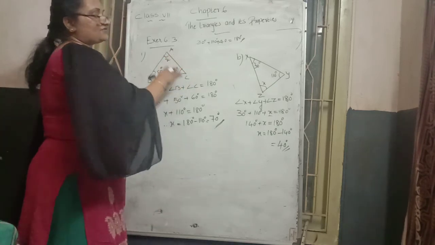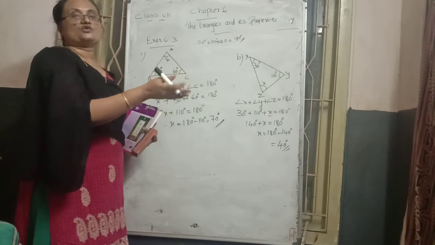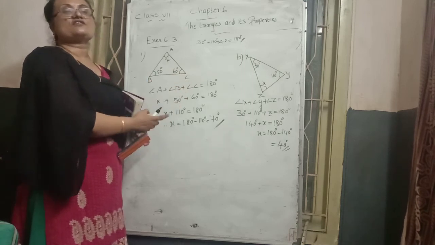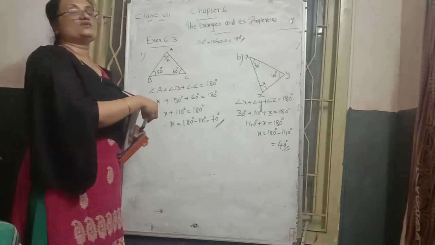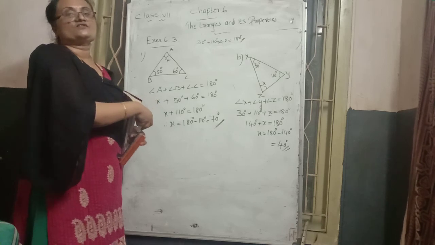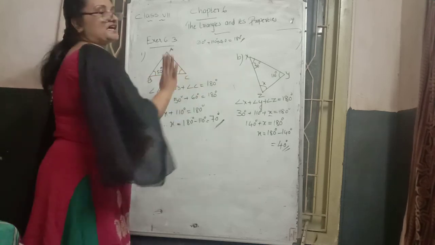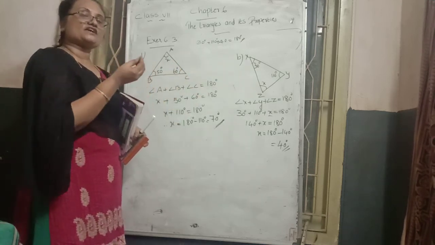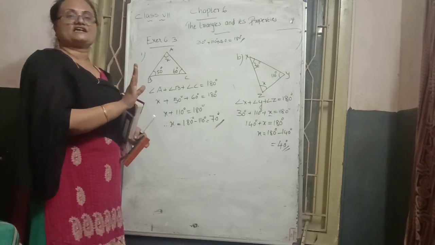In this exercise, first Roman, of this type, some more diagrams are given and they ask to find the X value, the third angle. That means they ask me to find the X value. So how to find it? Apply the angle sum property and find it.